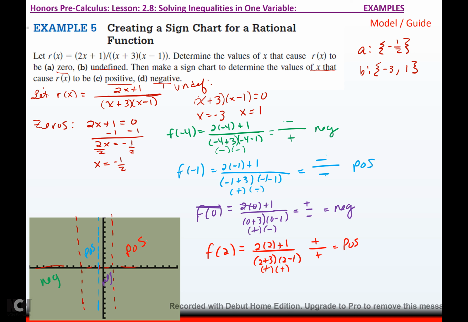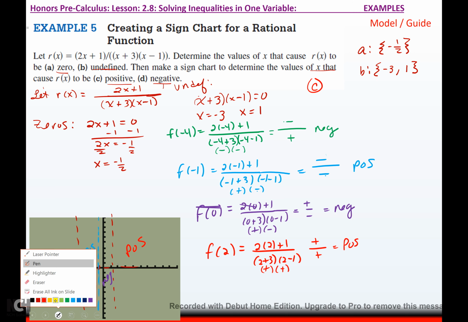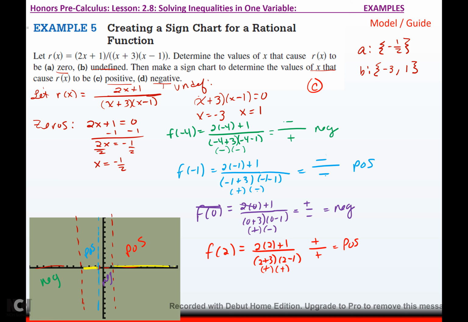There's my sign chart. So, for C, my positives fall in this interval and in this interval. So that's going from, what was that, -3, to -1/2, union 1 to infinity. You describe the yellow lines. For your negatives, you're describing here and here in orange.